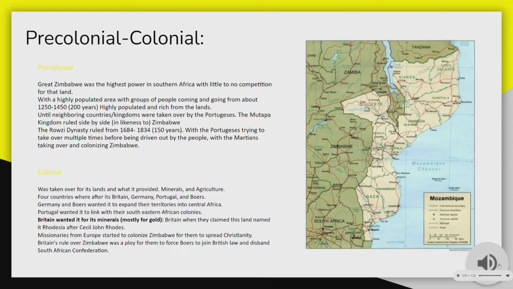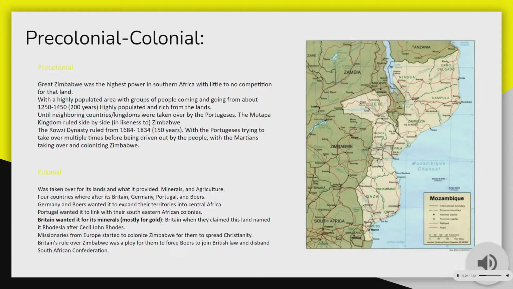During the pre-colonial era, Zimbabwe, known as Great Zimbabwe then, was the highest power in southern Africa with little to no competition for that land. They had a highly populated area with traders moving about frequently from the mid 1200s to the mid 15th century. Later on, neighboring countries and kingdoms were being overtaken by the Portuguese.